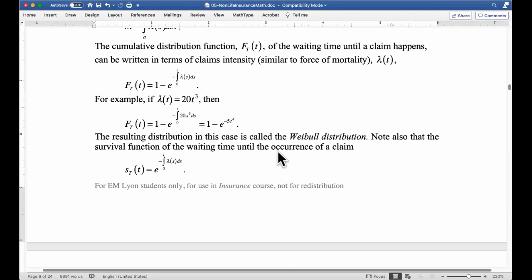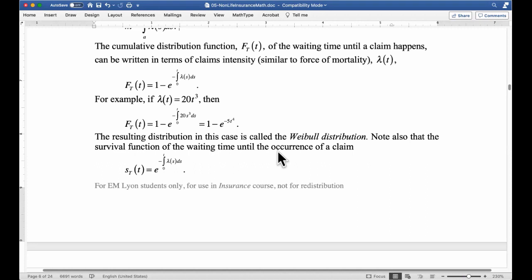20s cubed is a function that is a derivative of 5s to the fourth, and 5s to the fourth evaluated from 0 to t gives us 5t to the fourth. So this is 1 minus e to the minus 5t to the fourth. The resulting distribution in this case is called the Weibull distribution.